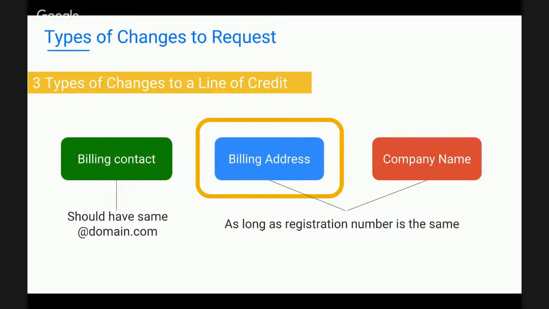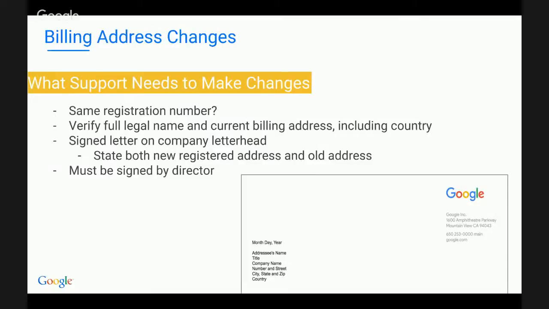In terms of making changes to the billing address on the legal customer, it's a little more complicated. You're going to need to prove that the new billing address that you're requesting is the actual registered billing address of the company. So as long as the company registration number is the same and you verified the full legal name and the current billing address that's on file, you need to send us a signed letter on company letterhead that states both the new and the old registered address. Quick example image of it here, but we need to know, hey, we moved from address A to address B, and this has been signed by a director level person at the company. Sounds complicated, it really isn't.